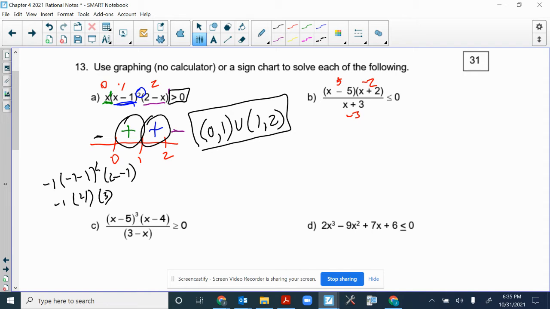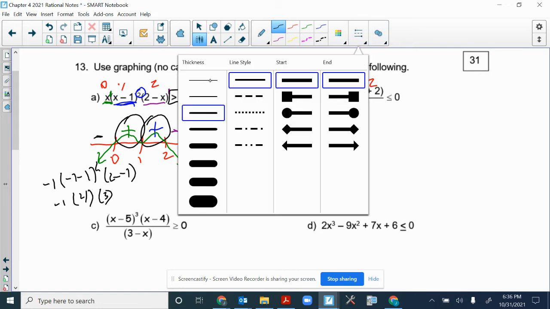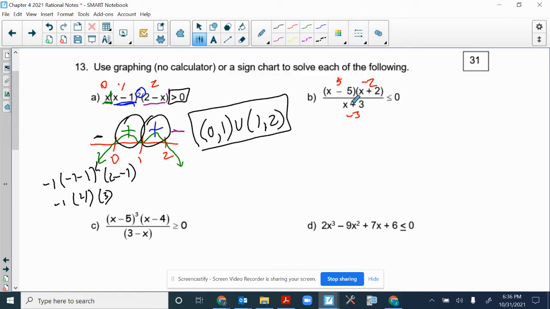Okay. Oh, and actually, before I go any further, just to go back to the first one, let me show you, if I graph this, and I can literally graph it on top of my sign chart, it'll start negative, it'll hit the 0 and cross, it'll come back to the 1 and bounce, and then it'll hit 2 and cross, and it will look like that if you were to graph it. But again, I did the sign chart because I like the sign chart. All right, same thing here.